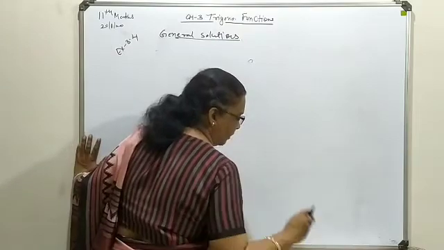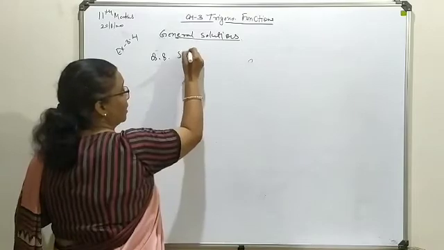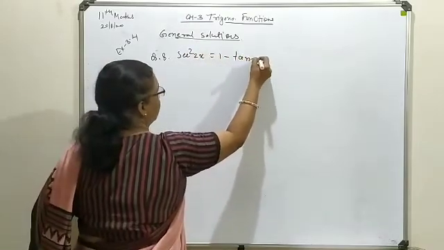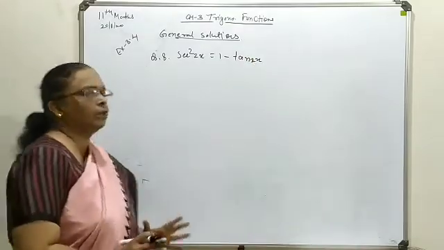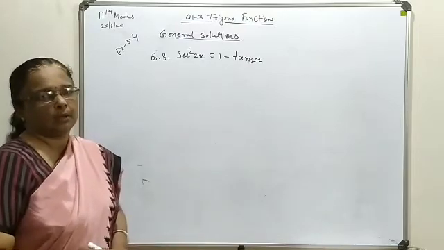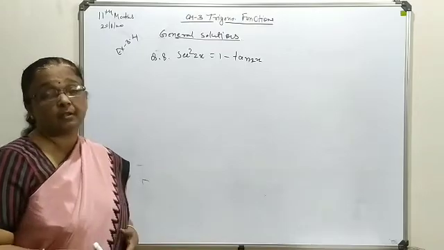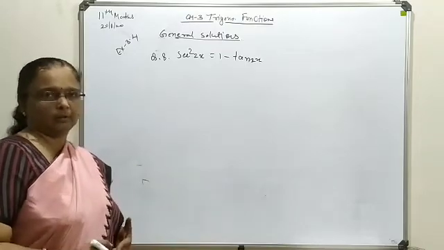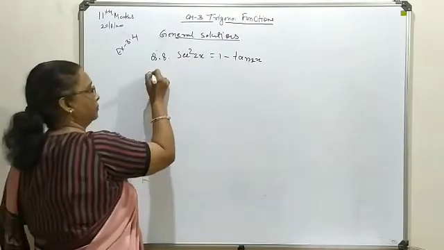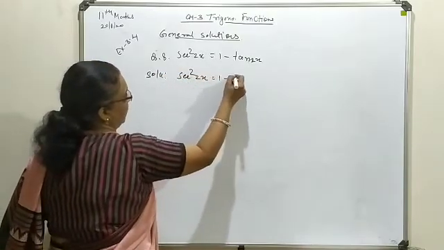Next is question number 8. Sec square 2x is equal to 1 minus tan 2x. Now, if you are going to make any of the terms separate, that means all the trigonometric terms should be in the same form. Sec we have to convert in the form of tangent, which is easily possible with the help of the identity. So let's start with the given sec square, because of the square term it can easily be changed.